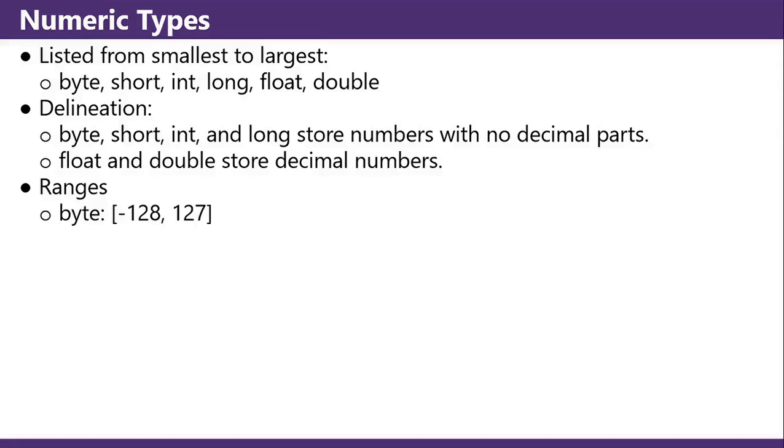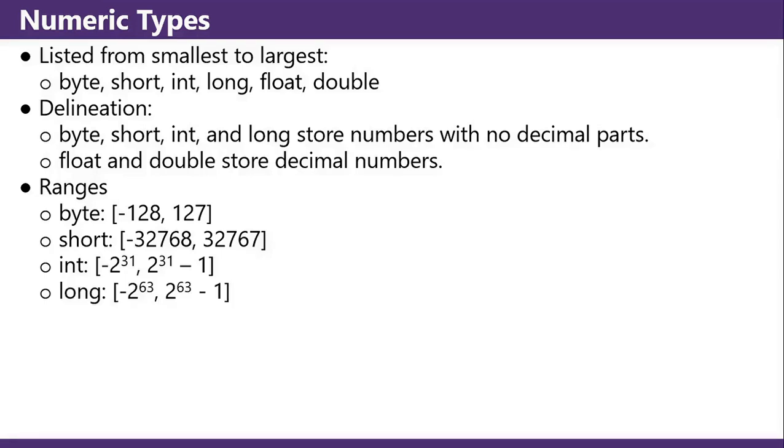Ranges. Byte goes from negative 128 to 127. Short goes from negative 32,768 to 32,767. Int goes from negative 2 to the 31st to 2 to the 31st minus 1. Long goes from negative 2 to the 63rd to 2 to the 63rd minus 1.